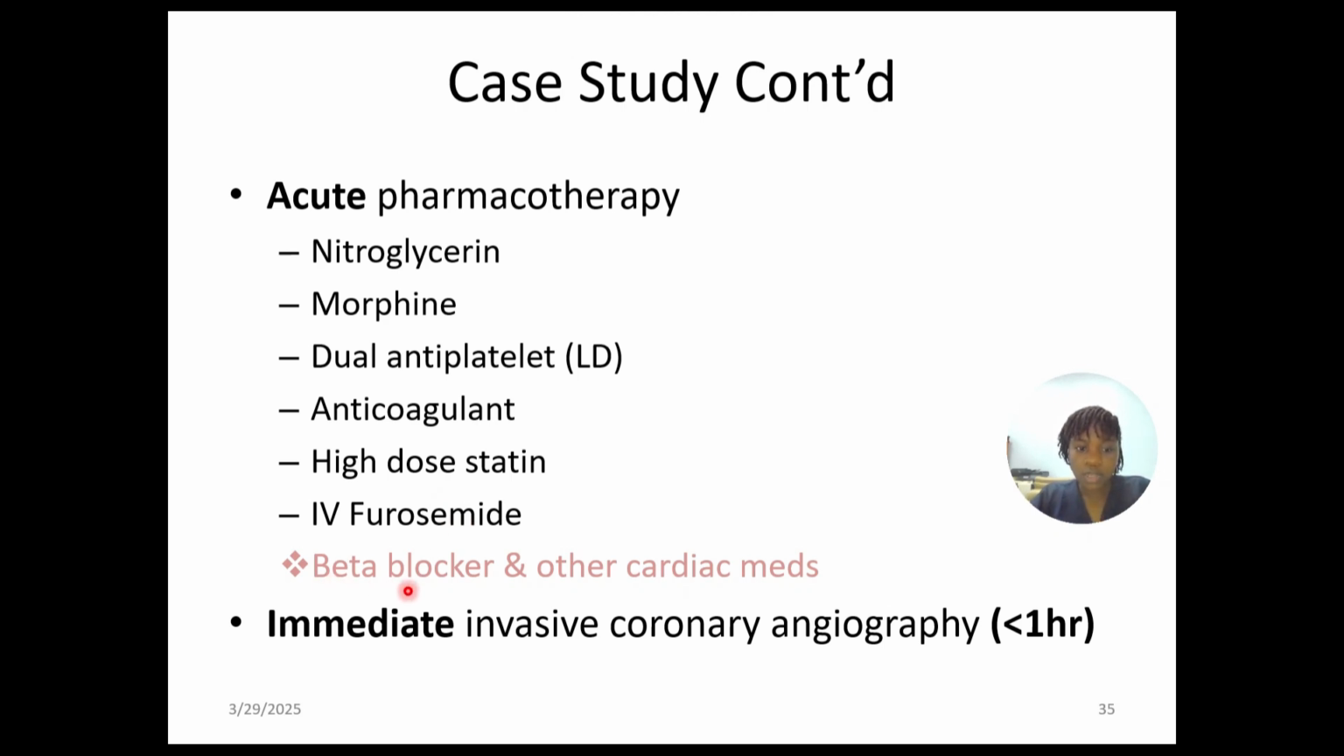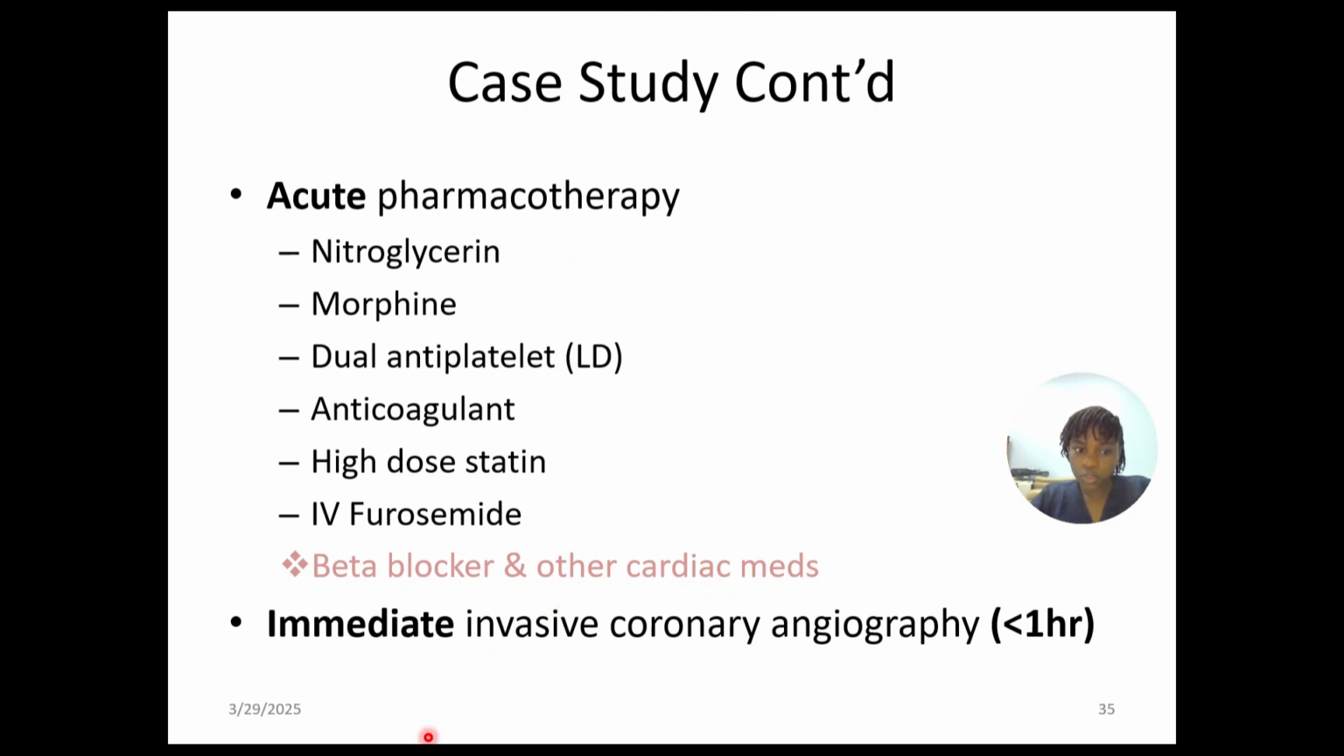Beta blockers and other cardiac medications like the ACE inhibitors were not given because the patient didn't have the blood pressure room to take this medication. So we're going to commence them when he is more stable.